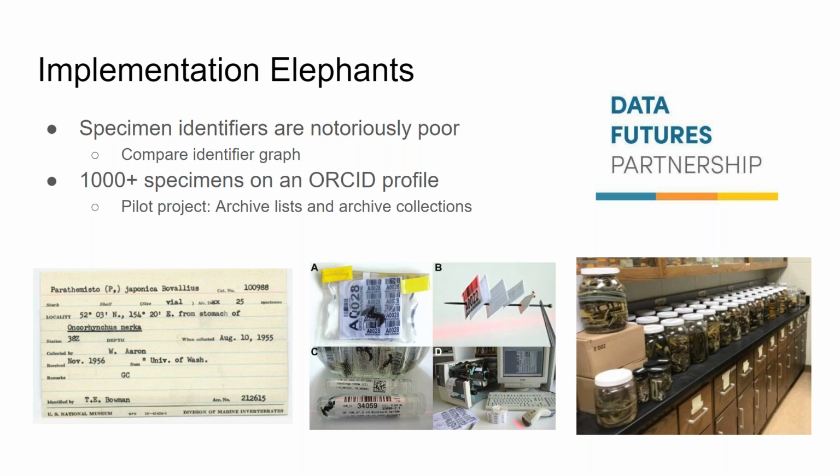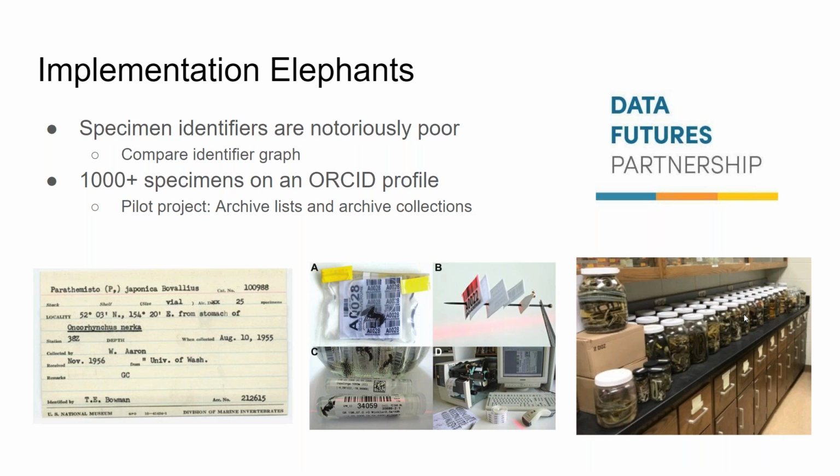But there are two implementation elephants in the room here. One is that specimen identifiers are notoriously poor. And these images show examples of just the kind of identifiers that you might see in a natural history collection. They can vary from numbers, catalog numbers like this, all the way to barcodes. And sometimes you just have jars with lots of organisms in it that don't really have any identifiers on them at all. So it is very heterogeneous and very messy.